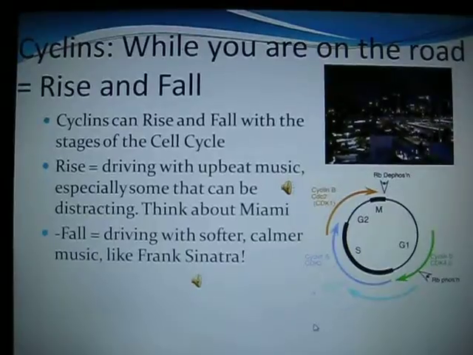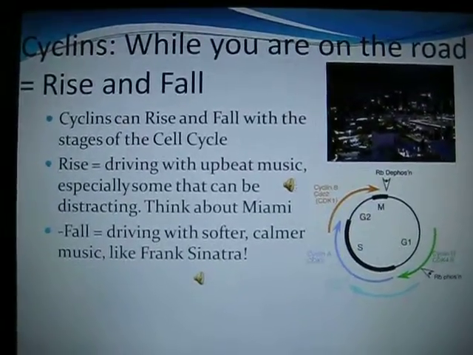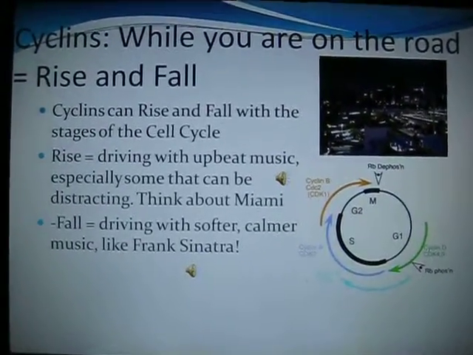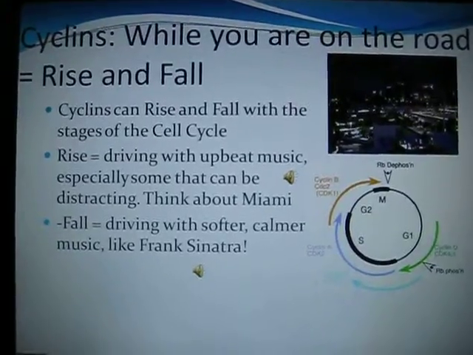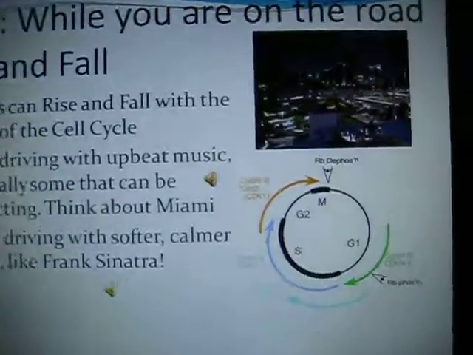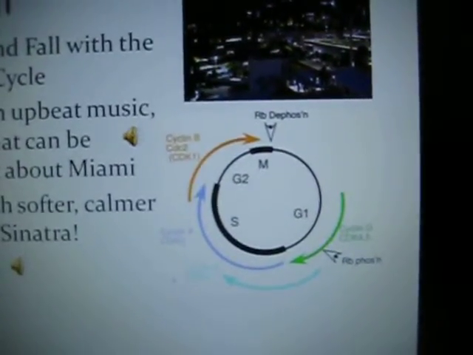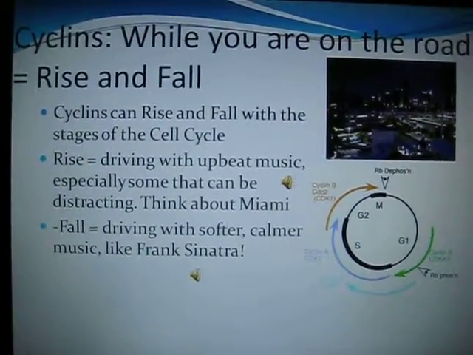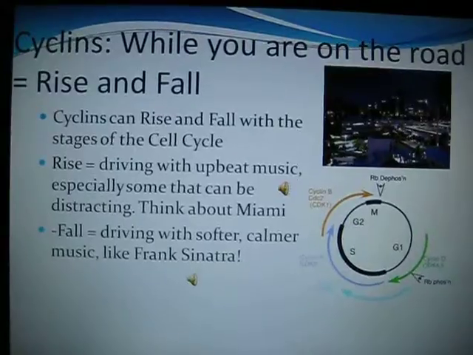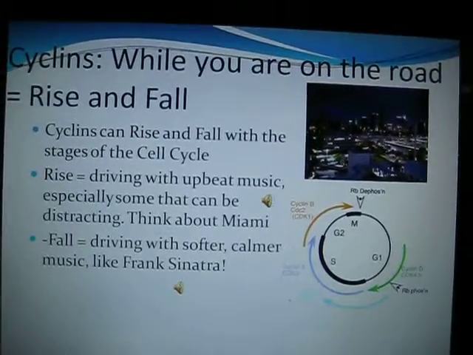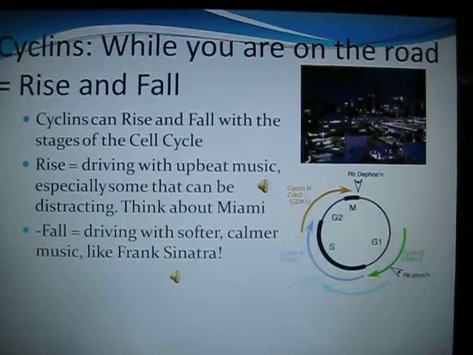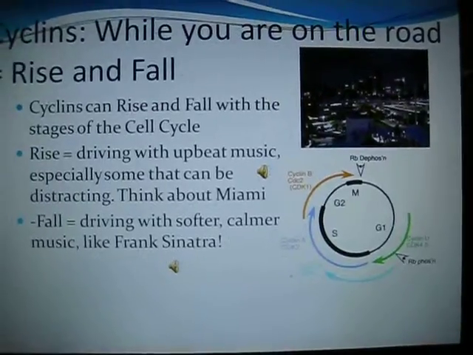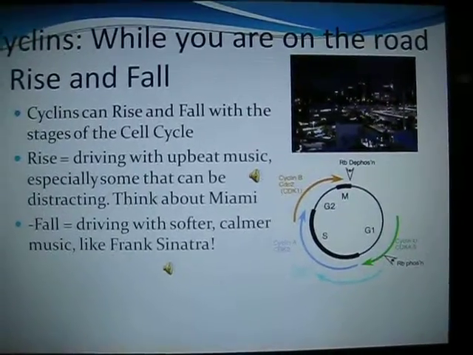Cyclins. While you're on the road, you've got a rise and fall occurring in cyclins. So when you do that, you see right here, this is how the process goes. Cyclin is heavily involved in it, including cyclin D and B. All you have to think about is that when there's a rise in cyclin, think about upbeat music, and when there's a fall in cyclin, think about calm, soothing music.